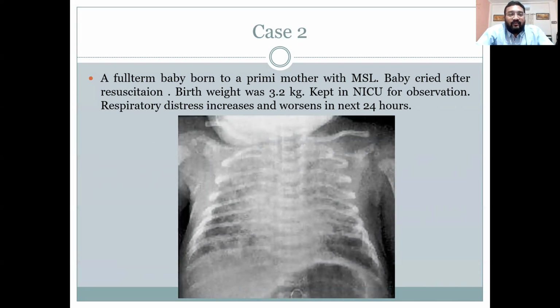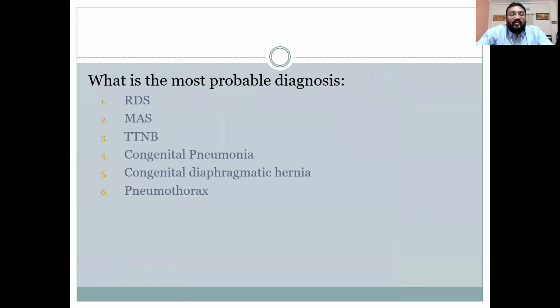Now coming to case 2. A full-term baby is born to a primary mother with meconium stained liquor. Baby cried after resuscitation. Birth weight was 3.2 kg. Baby was kept in NICU for observation. Respiratory distress increases and worsens in the next 24 hours. So what is the most probable diagnosis? RDS, MAS, transient tachypnea of newborn, congenital pneumonia, congenital diaphragmatic hernia, or pneumothorax.